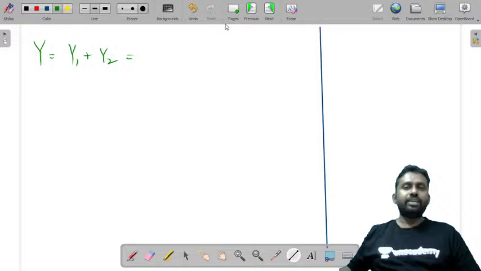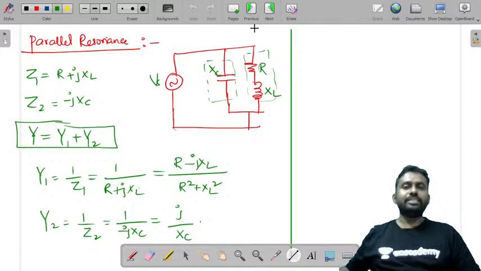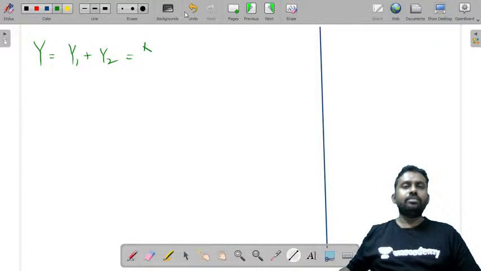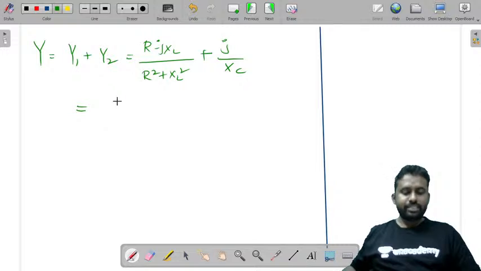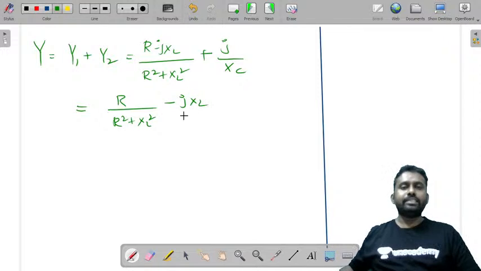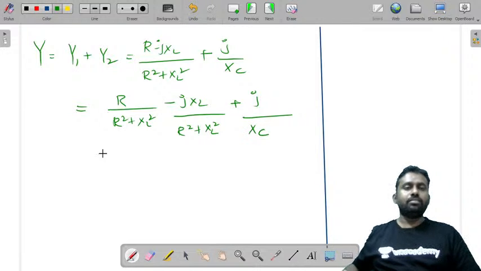So what is Y1? Let us consider Y1 as (R minus jXL) by (R square plus XL square), plus what is Y2? It is j by XC. Now write real and imaginary parts separately: R by (R square plus XL square) minus jXL by (R square plus XL square) plus j by XC.